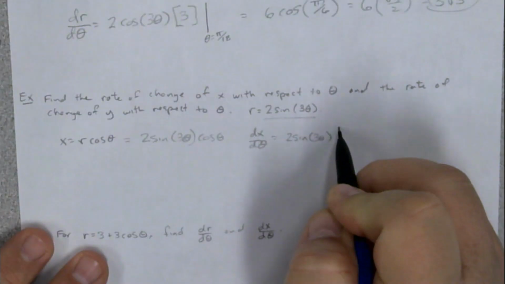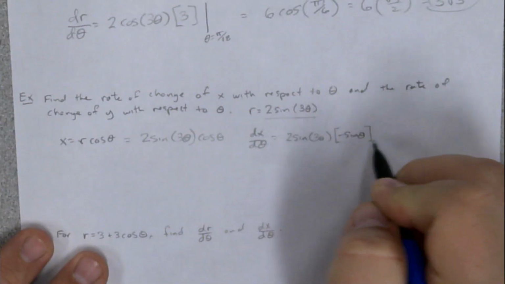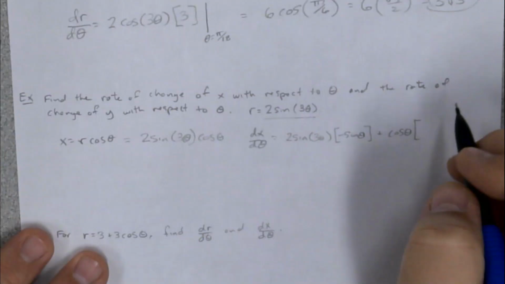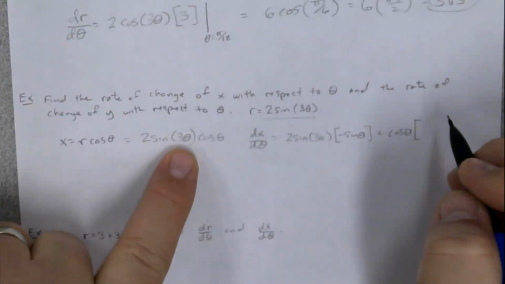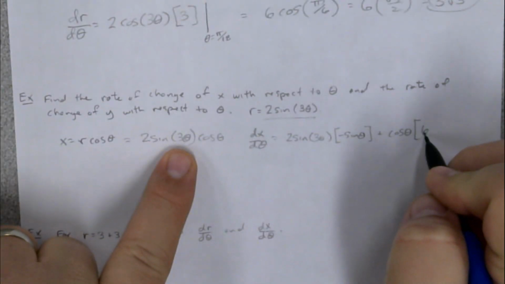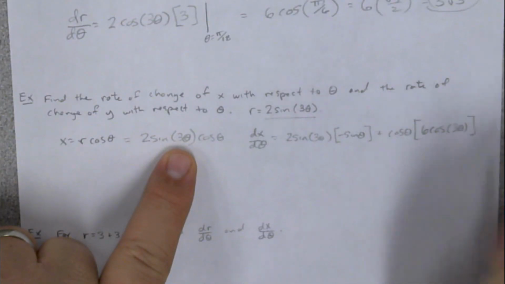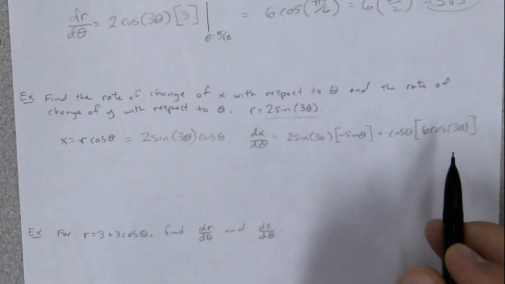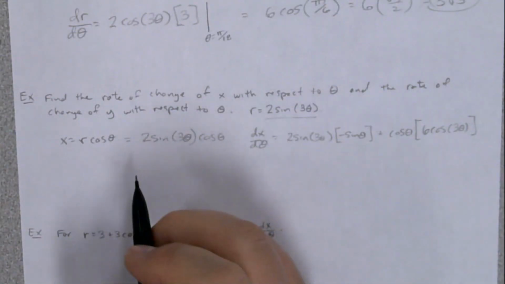First times the derivative of the second, the derivative of cosine is minus the sine, and then the second times the derivative of the first, which is going to be 2 cosine times 3, 6 times the cosine of 3 theta. So that is dx d theta. And you can simplify this out if you needed to. Just depends on what they want you to do next.